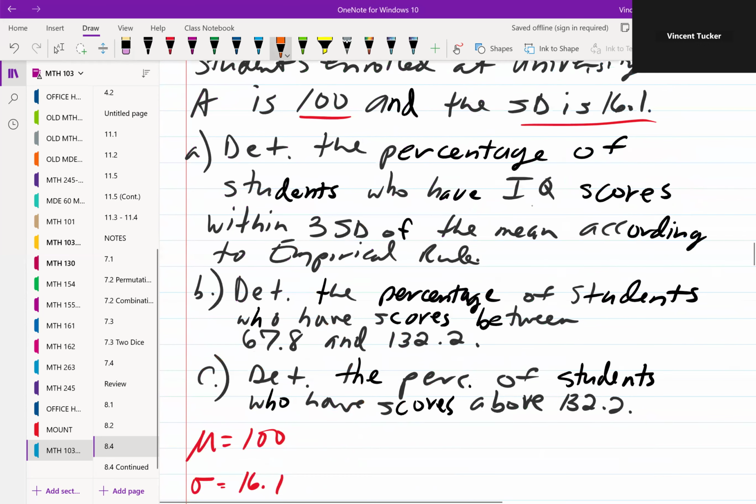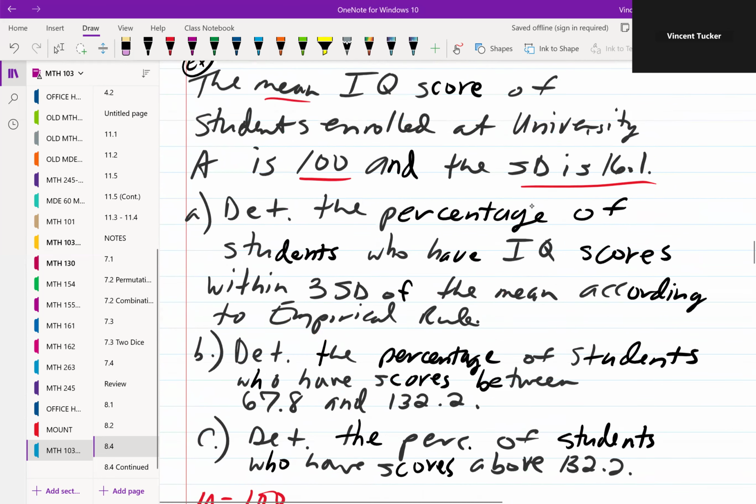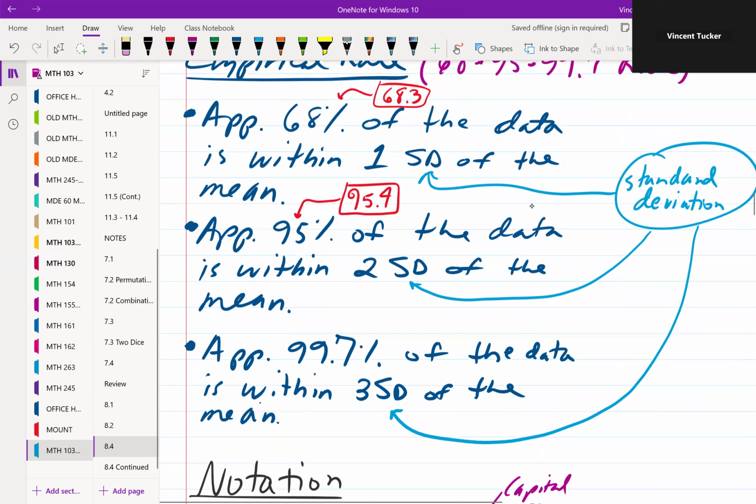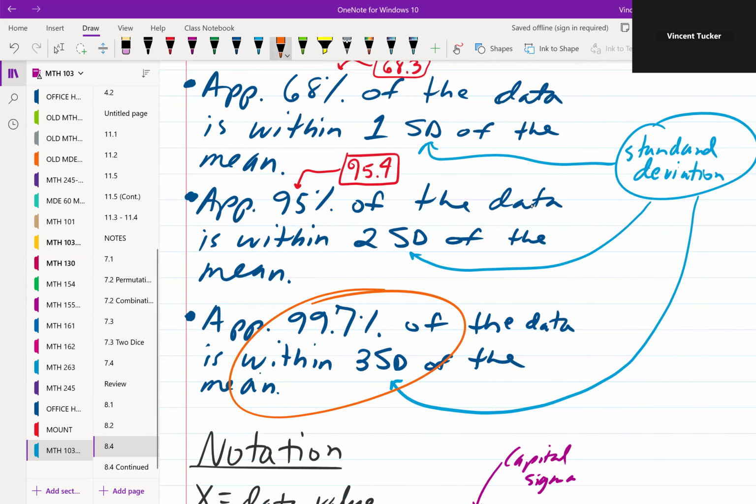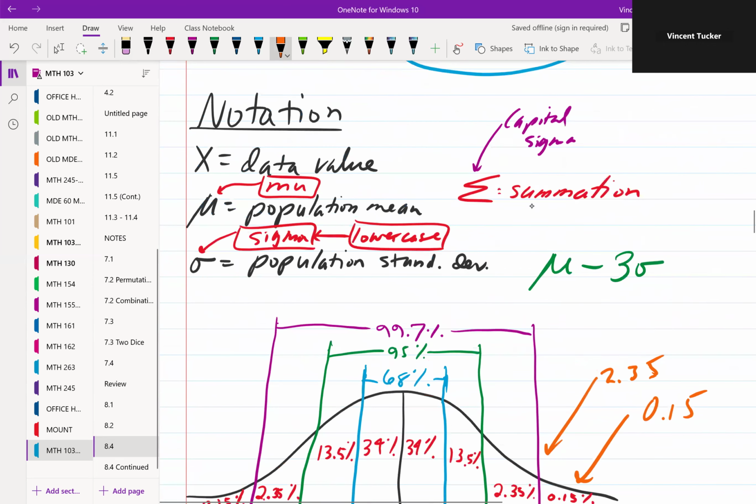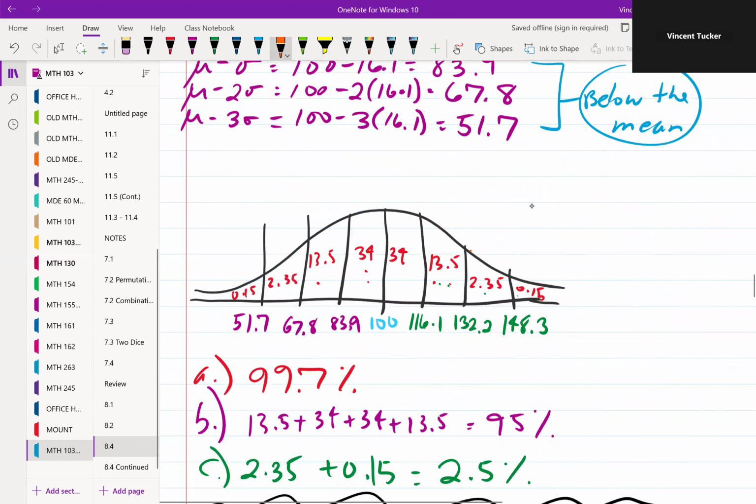So now A, we really didn't need to do that calculation to answer the question. It says determine the percentage of students who have IQ scores within 3 standard deviations of the mean according to the empirical rule. So basically, the answer is based upon the empirical rule. So you go to the empirical rule, and the answer is right here. Approximately 99.7% of the data is within 3 standard deviations of the mean. And that's why our first answer is 99.7.